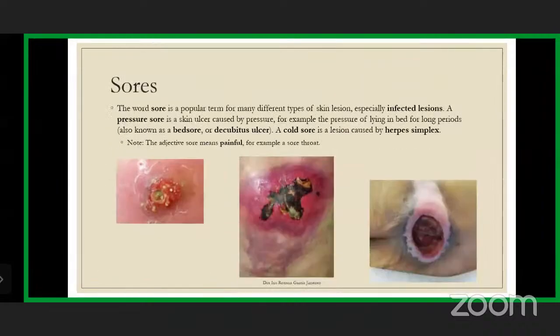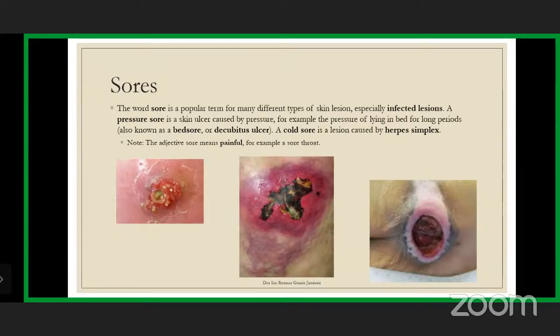Now let's talk about sores. The word sore is a popular term for many different types of skin lesions, especially infected lesions. If you see pus and red skin around, it's a sore. That's the way that patients, and even colleagues between themselves, are going to talk about it. A pressure sore is a skin ulcer caused by pressure. For example, the pressure of lying in bed for long periods, also known as bed sores or decubitus ulcer. A cold sore is a lesion caused by herpes simplex.